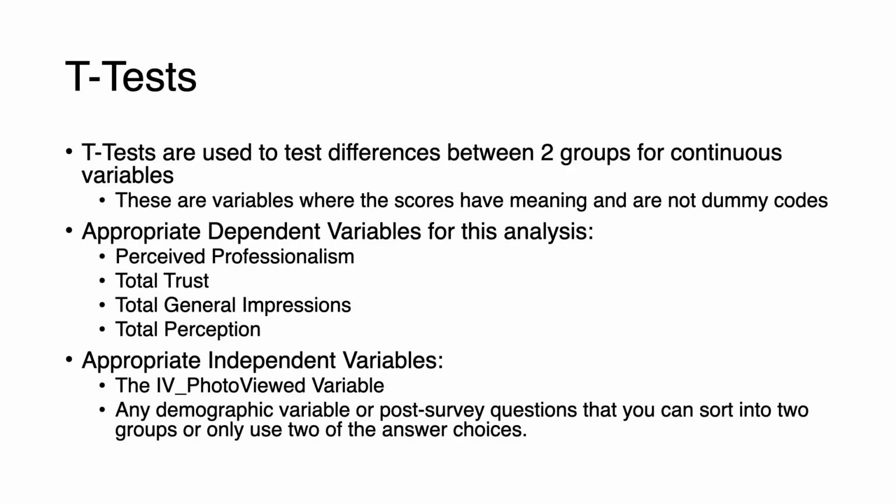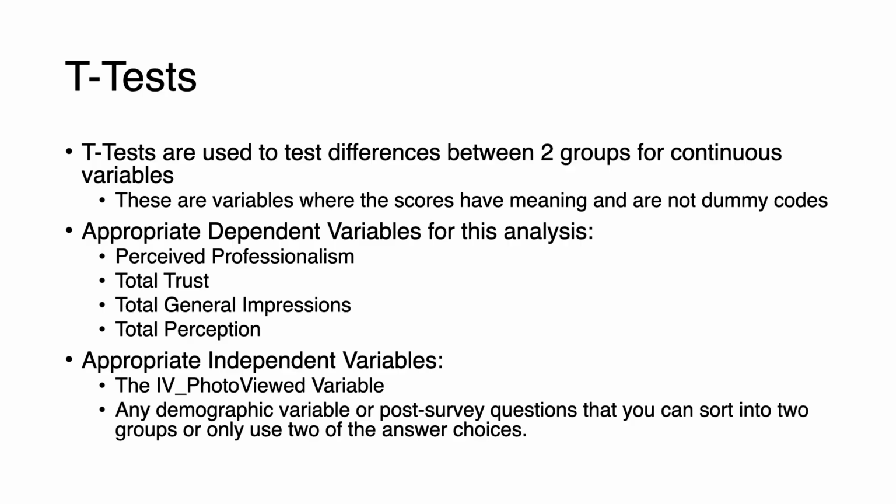T-tests should only be used for continuous variables such as the perceived professionalism score. So I do want to go over some appropriate dependent variables for this analysis. Perceived professionalism is one of them. Total trust, the total general impressions, and then I created a total perception variable that combines professionalism, trust, and general impressions into one variable for a total, where a higher score is a more positive perception, and the lower the score, the more negative the perception. Information on these variables can be found in the codebook that I posted along with the data file on our Canvas page.